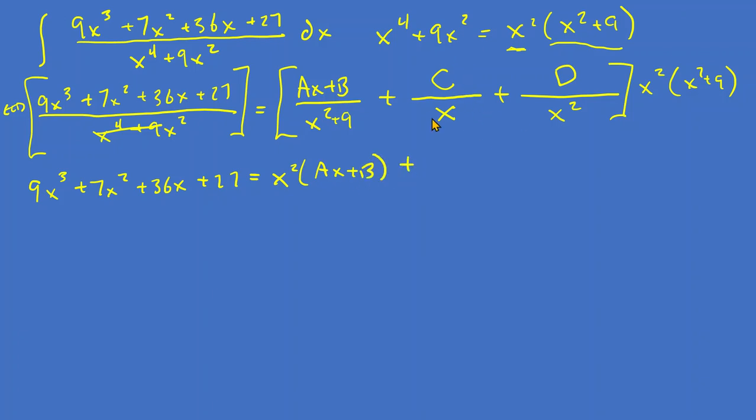Then, when we multiply the second term by the least common denominator, the factor of x cancels with one of these two factors of x's, leaving us with one factor of x times x squared plus 9 to be multiplied by the numerator. So we will have cx times x squared plus 9. And then the third fraction gets multiplied by the least common denominator. The x squared terms cancel out completely, leaving us with d times x squared plus 9.